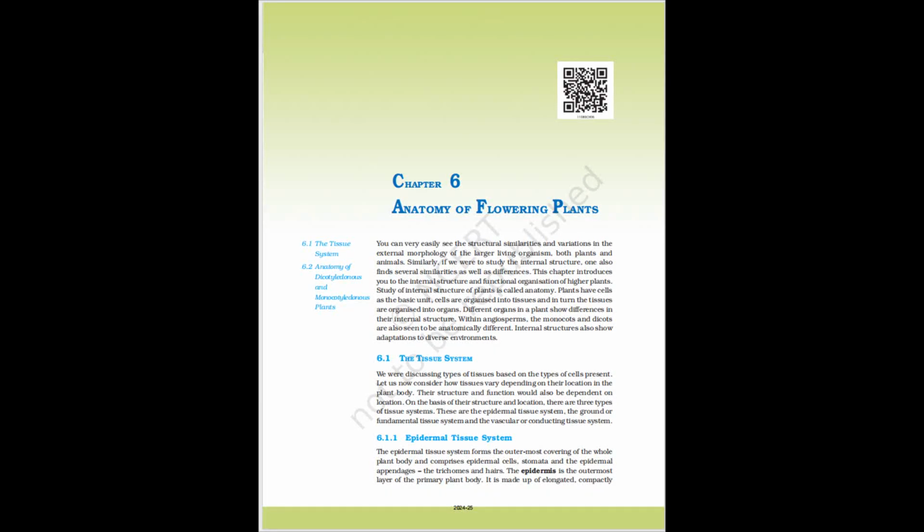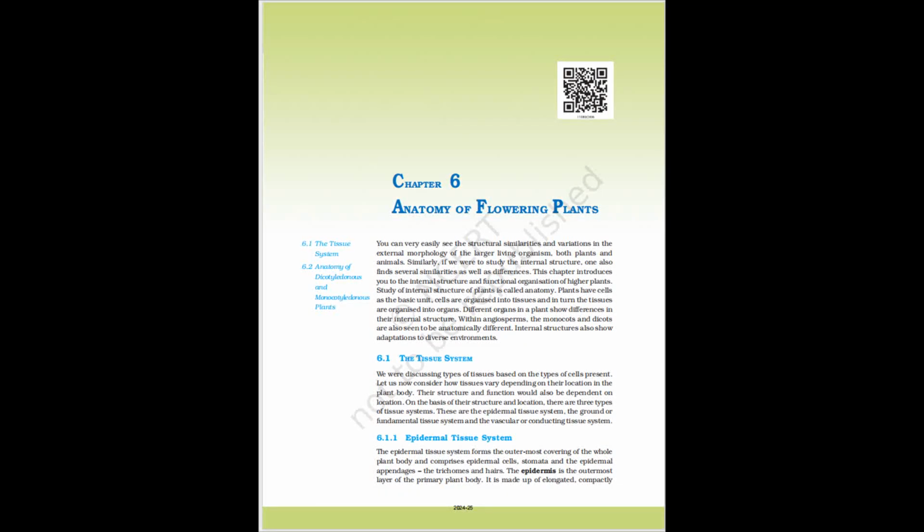6.2.1 Dicotyledonous root. Look at figure 6.3 A. It shows the transverse section of the sunflower root. The internal tissue organization is as follows. The outermost layer is epiblema. Many of the cells of epiblema protrude in the form of unicellular root hairs. The cortex consists of several layers of thin-walled parenchyma cells with intercellular spaces.